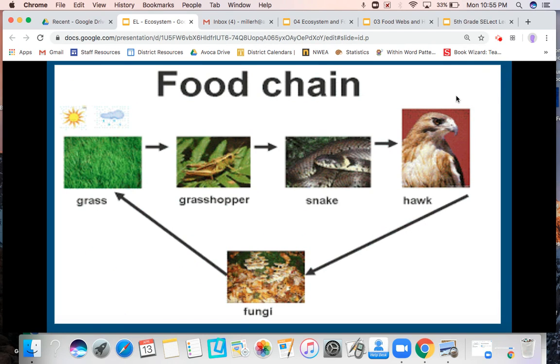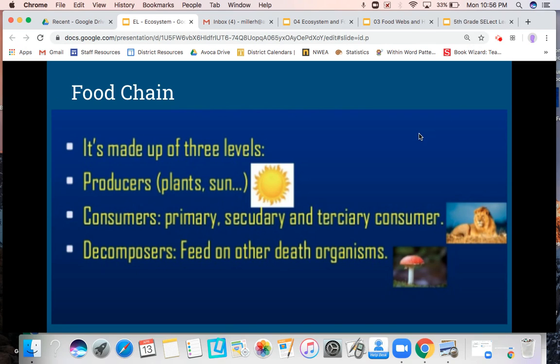Within the ecosystem are food chains, and this is an example of a food chain. First, we start with the grass, which is eaten by the grasshopper, which is eaten by the snake, which is eaten by the hawk. The hawk dies and is then eaten by the fungi. There are three levels inside of a food chain: the producers, the consumers, and the decomposers.